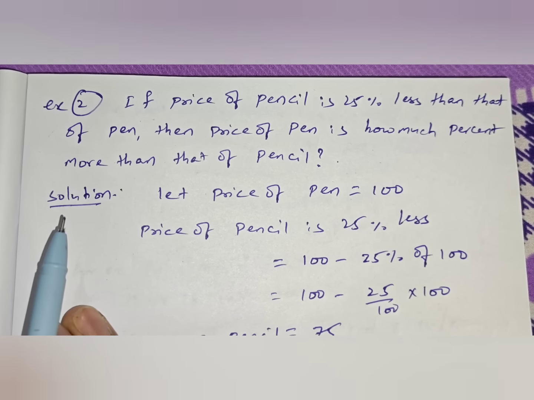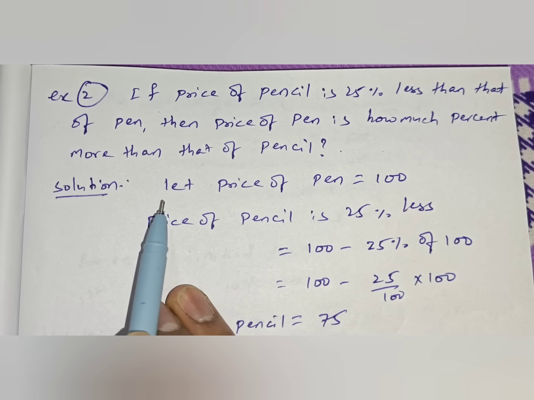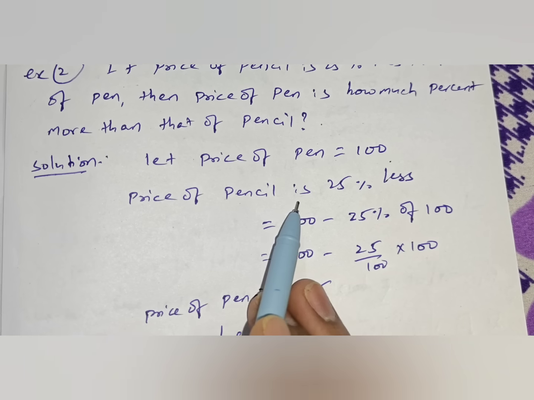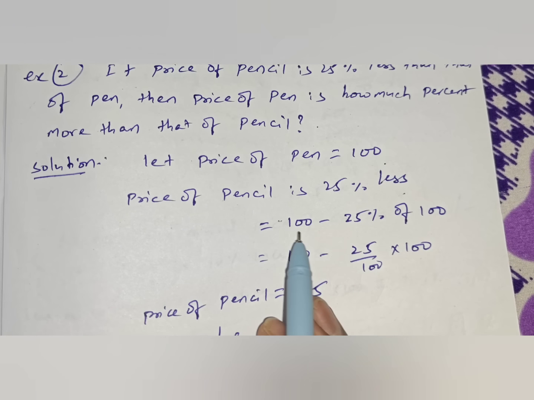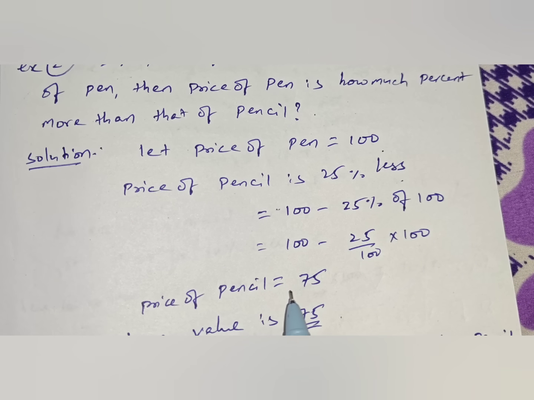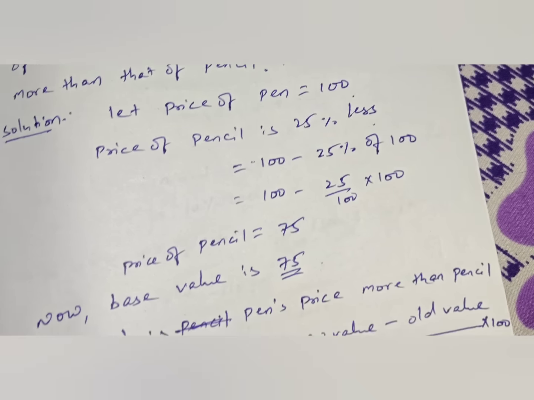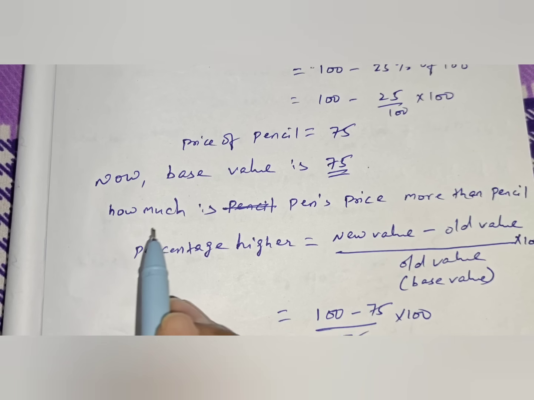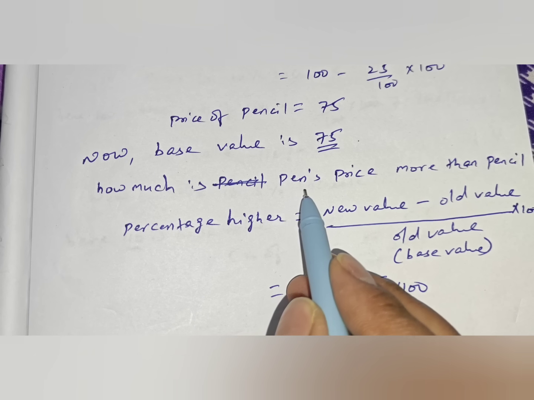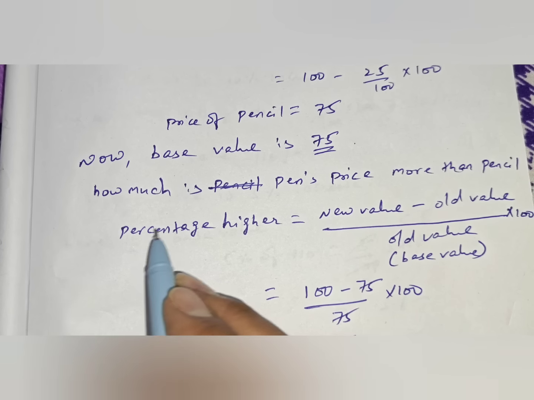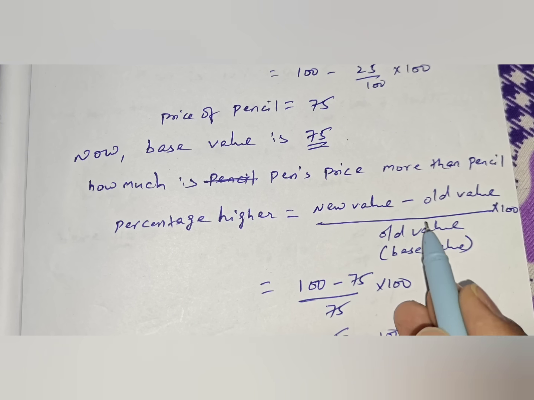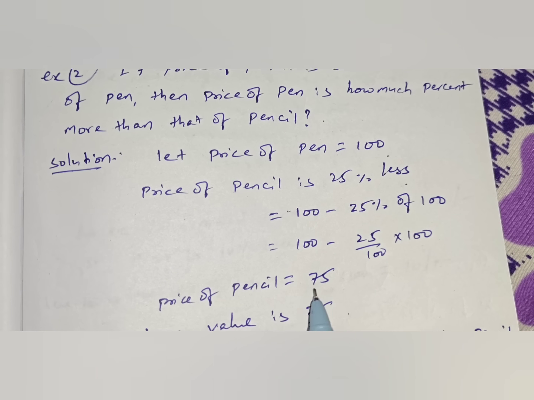For doing this, let us assume an arbitrary price of pen equal to 100. The price of pencil is 25% less than that of pen, that is 25% less than 100. So 25 percentage of 100 is 25, then the 25% less value, the price of pencil, is 75. 100 minus 25 is 75. Now the base value is 75, because the relevant thing is how much percentage more the price of pen is than that of pencil. So here the base value is the pencil cost, that is 75.